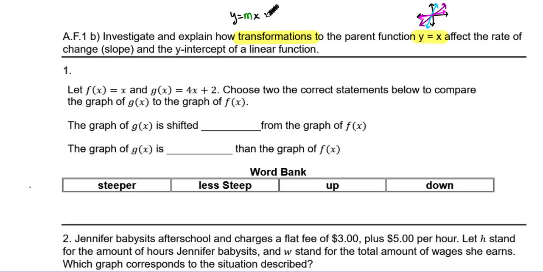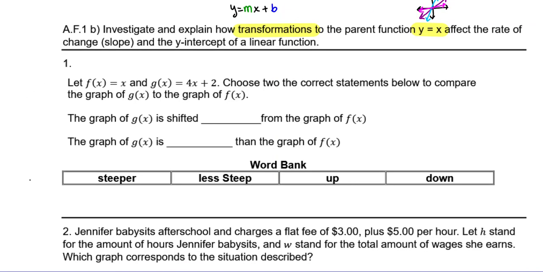And then you also have another type of transformation, which will be the vertical. Basically, the y-intercept, does it move up or down? Okay, it tells me if it goes up or down. That's it. So let's see what we have here.